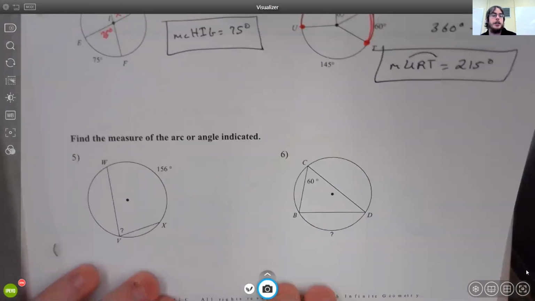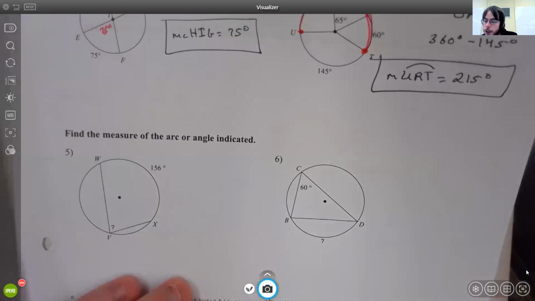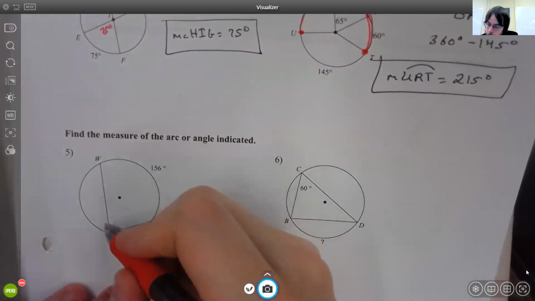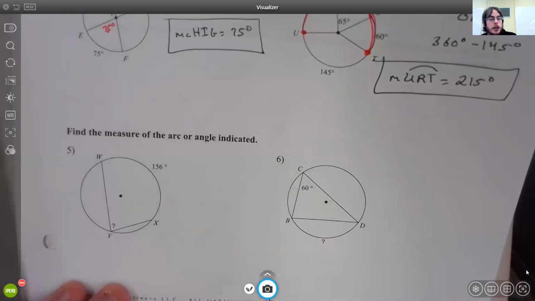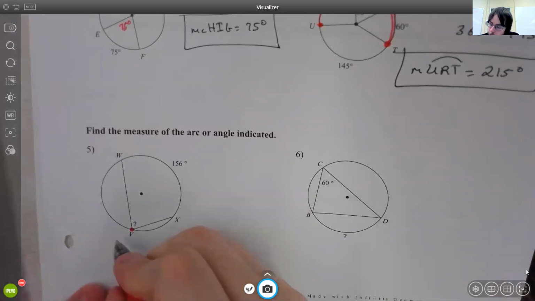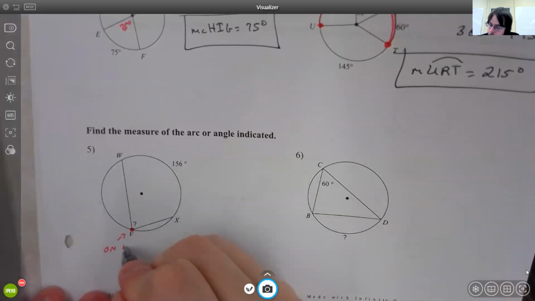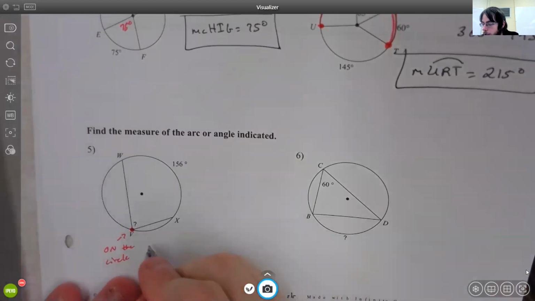All right, so let's look at number 5 and 6 here. It says to find the measure of the arc or angle indicated. So in number 5, what does it want us to find? Well, the question mark here says we want to find angle V. Now, what type of angle is angle V? To do that, we need to figure out where the vertex is, and the vertex is on the circle. And when we have a vertex that's on the circle, then that means we are dealing with an inscribed angle.